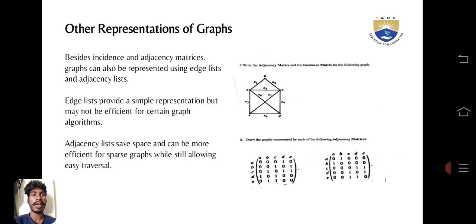Besides incidence and adjacency matrices, a graph can be represented using an edge list and an adjacency list. Edge lists provide a simple representation but may not be efficient for certain graph algorithms. Adjacency lists save space and can be more efficient for sparse graphs while still allowing easy traversal.